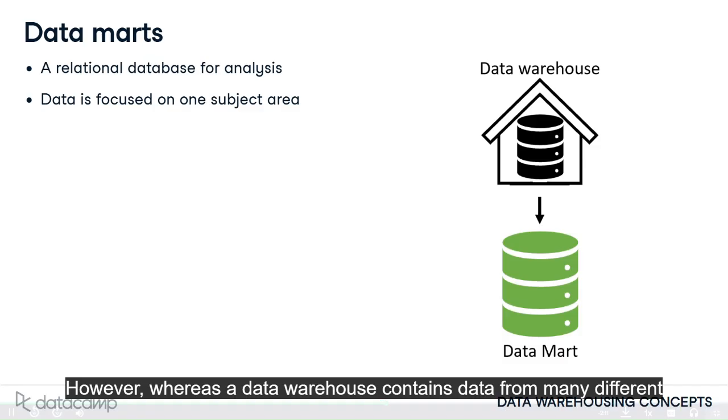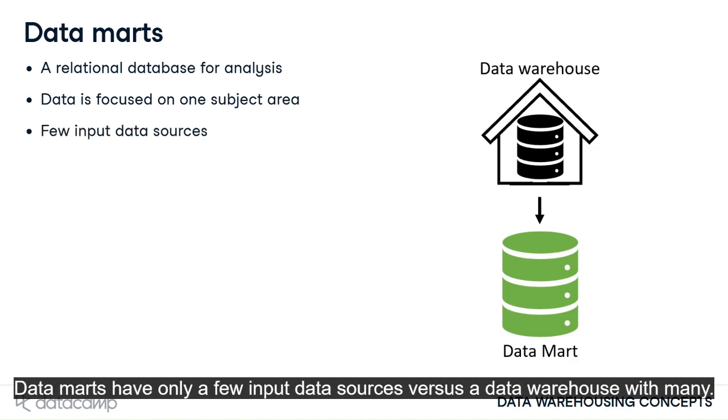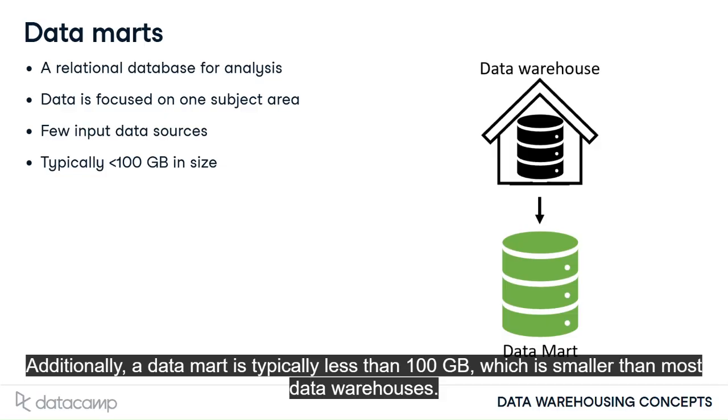However, whereas a data warehouse contains data from many different departments, a data mart only focuses on one department, such as just finance. Data marts have only a few input data sources versus a data warehouse with many. Often, the input source is a subset of data from a data warehouse. Additionally, a data mart is typically less than 100 gigabytes, which is smaller than most data warehouses.